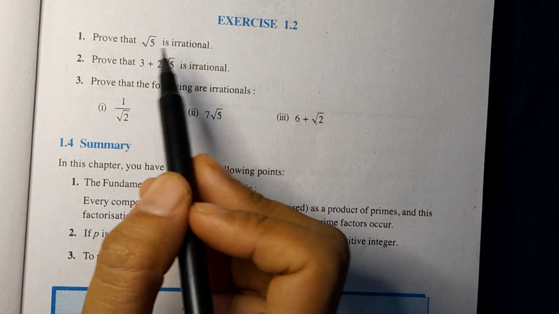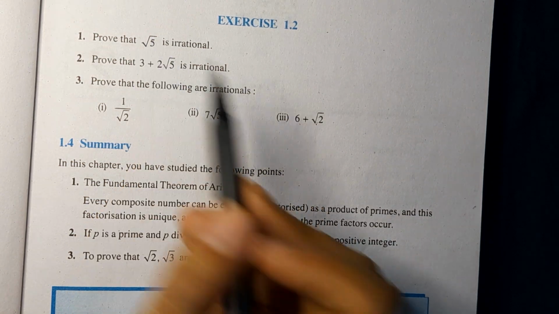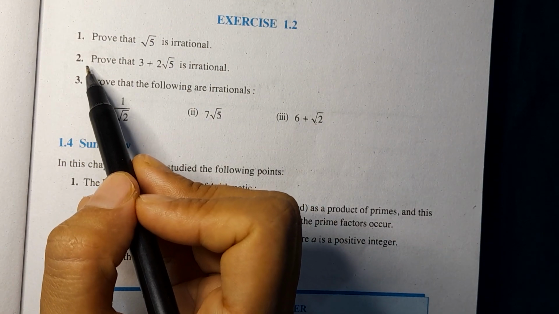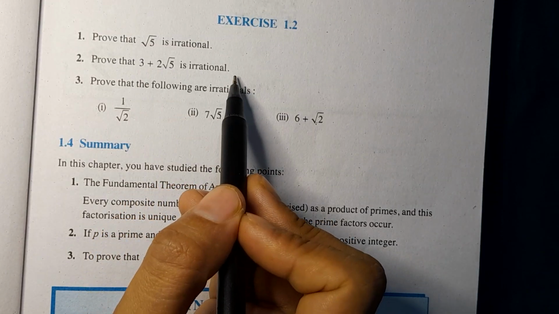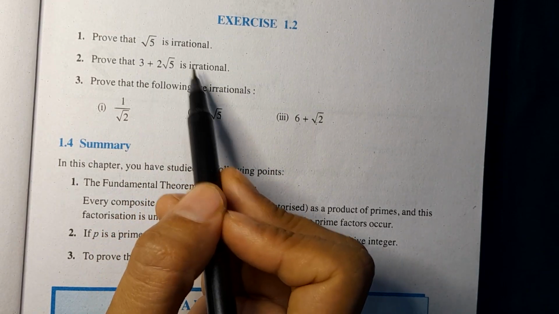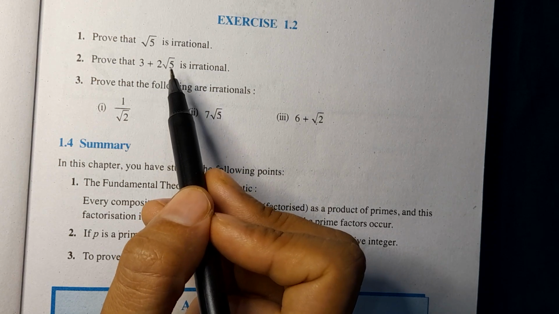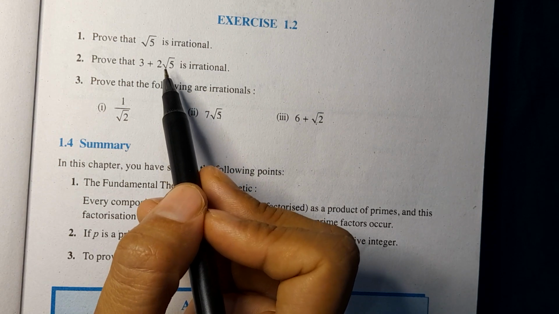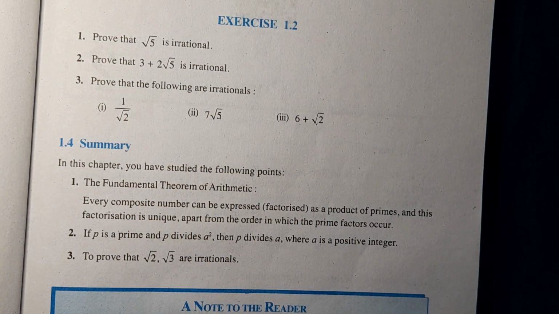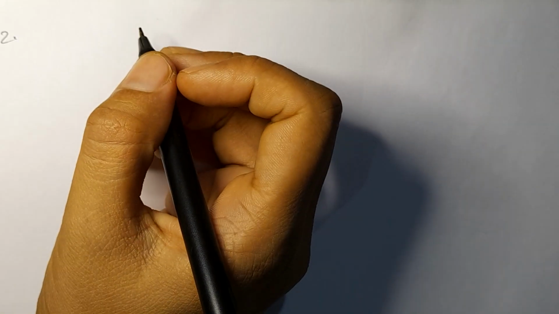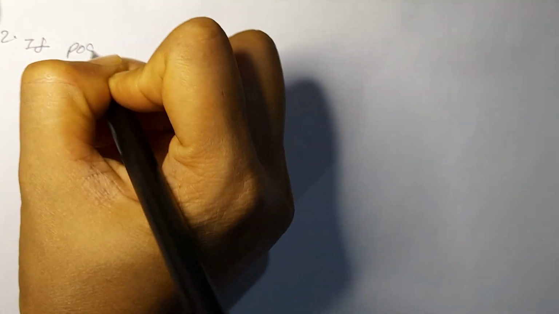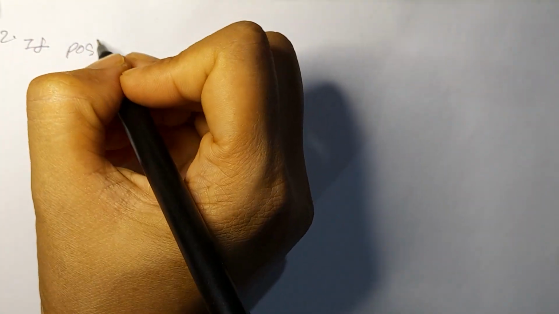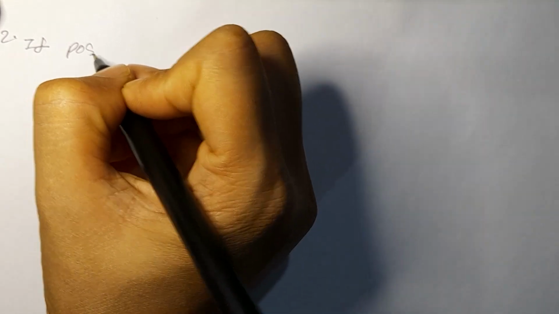Now root 5 is already shown to be irrational, we proved it in question number 1. So now we are going to prove that 3 plus 2 root 5 is an irrational number. Means after knowing root 5 is irrational, we are going to prove that adding the irrational number to any number gives an irrational number. For proving it, this is a little bit theoretical. Consider, if possible. Always write if possible, or if you don't want to write it, you can write let, consider, that is also correct.